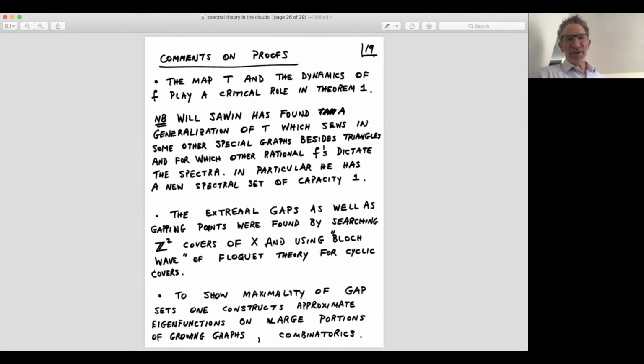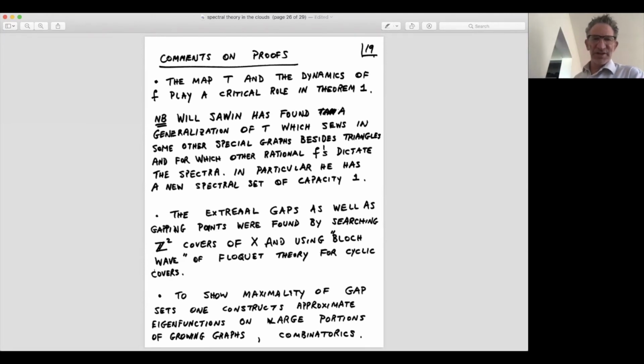Firstly, the fact that you can make a gap at any point makes use of that map T heavily, and the dynamics of the rational map plays a critical role. I gave this lecture a month or 2 ago, and Will Sawin, who was in the audience, came back the next day with a generalization of T, some other sewing in graphs for which he could compute the new spectra from the old in terms of more complicated dynamics. I don't know what kind of rational dynamical maps can be created this way.